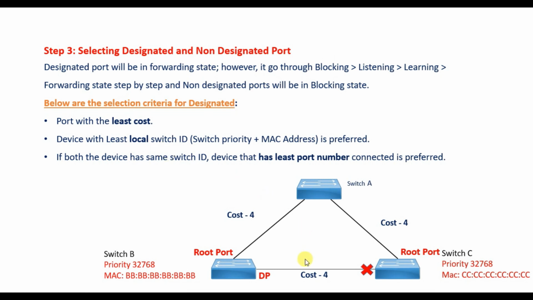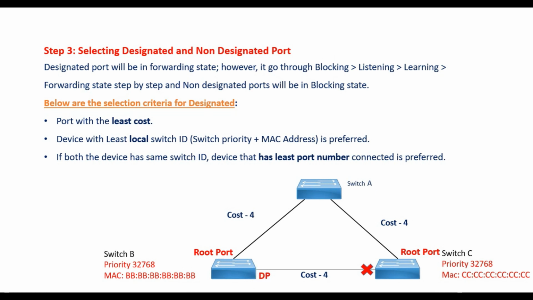So for example, in the existing scenario, once we have found the root port, now we need to find the designated port. We may not know which is the designated port in this link. So how do we find it? The path cost is 4 in general. It's the same link, so the cost is 4, and rule 1 is not applicable. Then as per rule 2, the device which has the least switch ID is preferred. Least local switch ID is preferred. So obviously switch B is least, then switch C, as its MAC address is BBB. So this port, the port in switch B, is considered as the designated port.